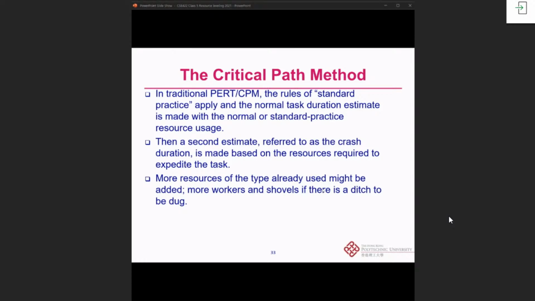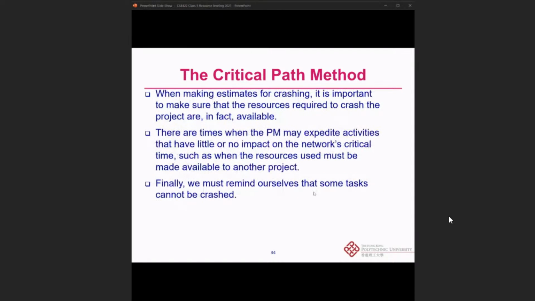It means that when we put in more resources, which we usually convert to a dollar value, if we want to, we can pay more, and then some of the tasks can actually have their duration reduced. It may be based on the resources required to expedite the task. Okay, so this is also based on an assumption. And then more resources of the type already used might be added, like more workers or shovels if there is a ditch to be dug. This is just a general rule for expediting projects.